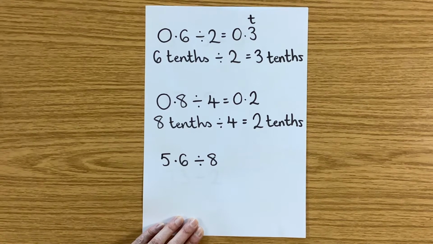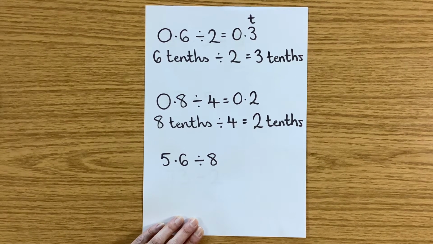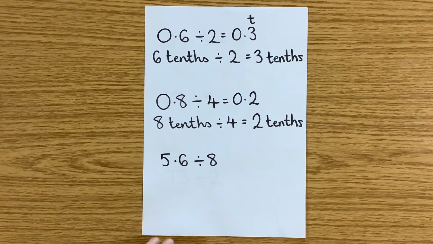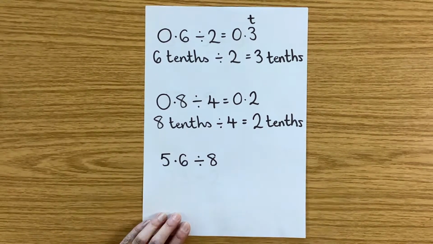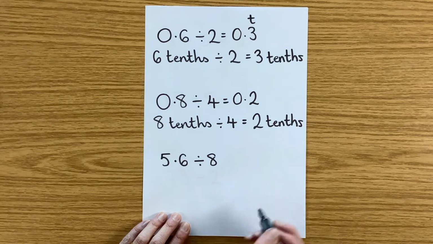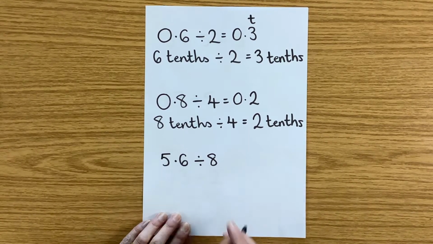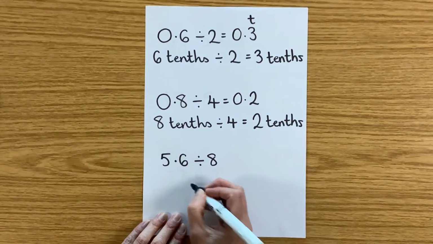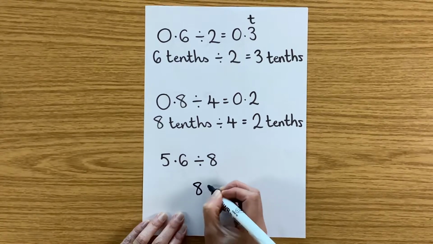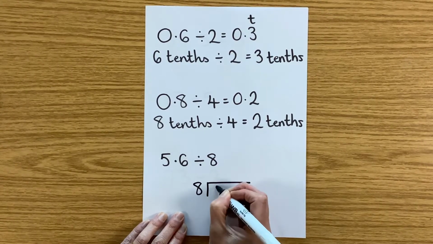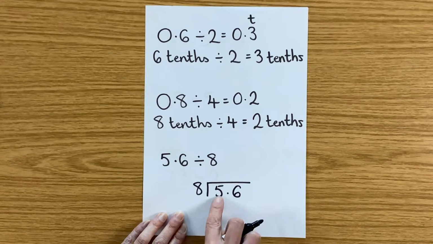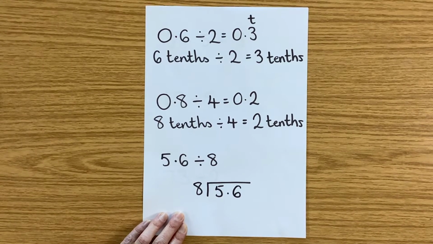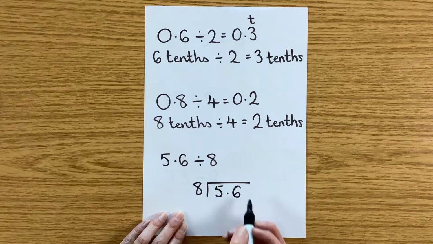Sometimes the numbers will get a little bit bigger. So why don't we write this one down as a division question, but instead of writing it out horizontally, why don't we turn it into a short division question? So if I took my 5.6 and I'm dividing it by 8, I could also write it out like this. So I could put the 8 on the outside because that's the number I'm dividing by, and I could put my 5.6 on the inside of the question.